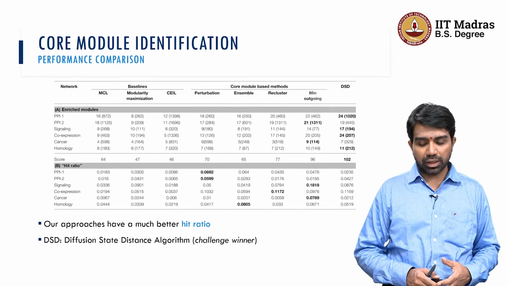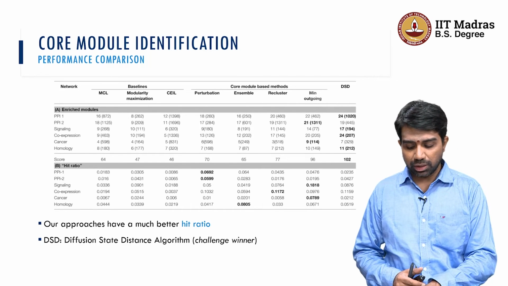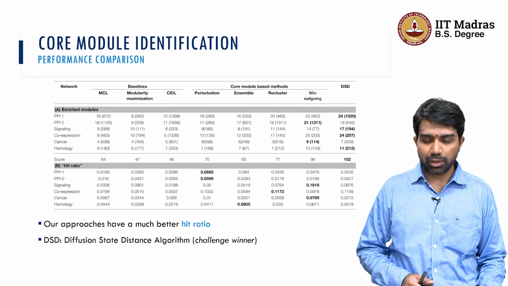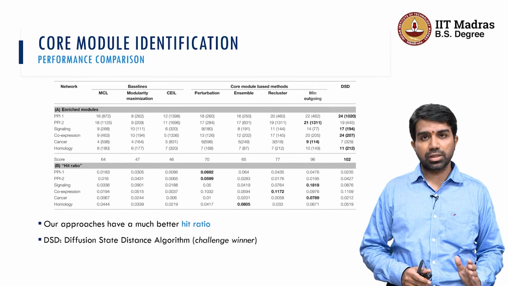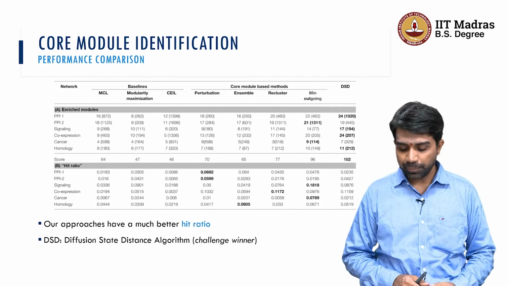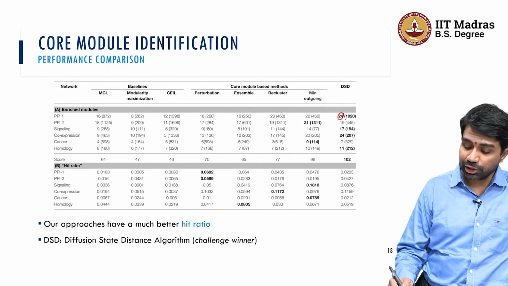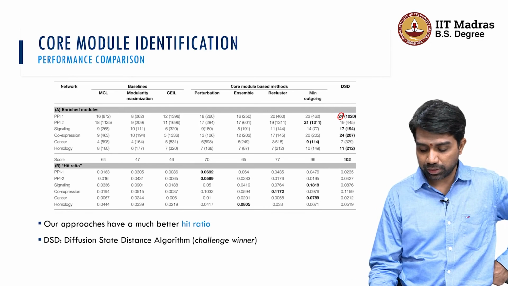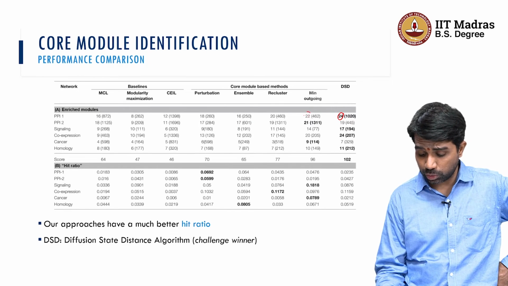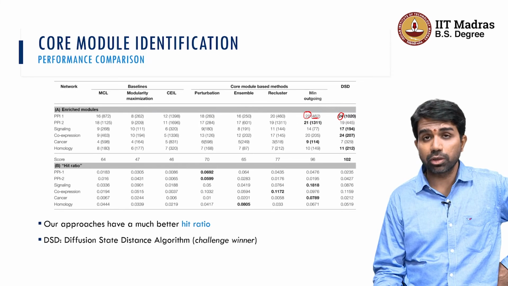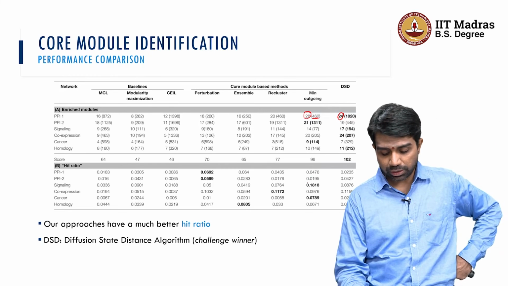And here is a rigorous comparison of all the methodologies. All the columns that you see here, save for the last column, are from our predictions, and the last column is a method called diffusion state distance algorithm, which was declared the winner of the challenge based on the fact that they were predicting a large number of modules. But the ratio of the predictions may not be the best for their algorithm. For example, there are cases where we've been able to predict as many as 22 enriched modules with only 462 modules predicted. They predicted 1020 modules, out of which 24 were enriched.